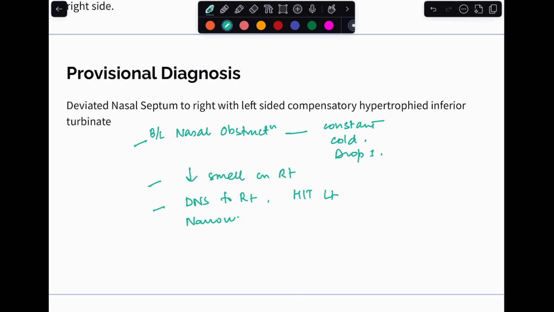And when we performed the cotton wool test and cold spatula test, both of that showed reduced misting and reduced movement on both the sides. And Caudel's test was shown to be negative. So all of these things together are pointing to the fact that this is a case of deviated nasal septum to the right with left-sided compensatory hypertrophied inferior turbinate.